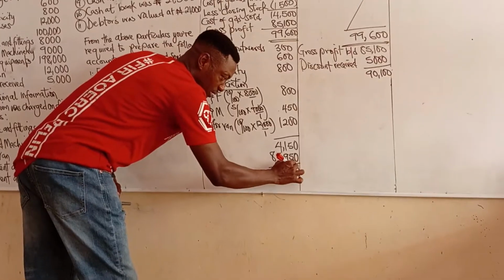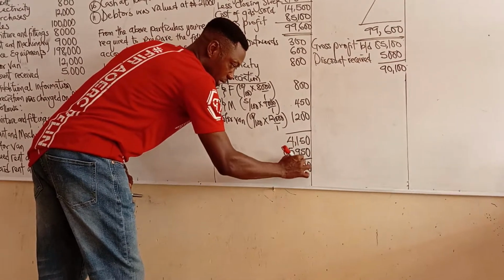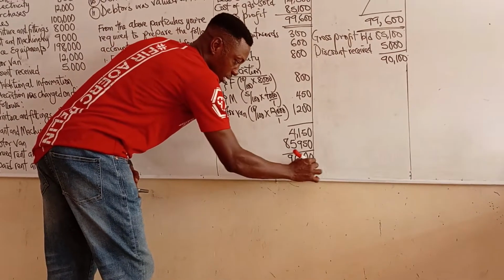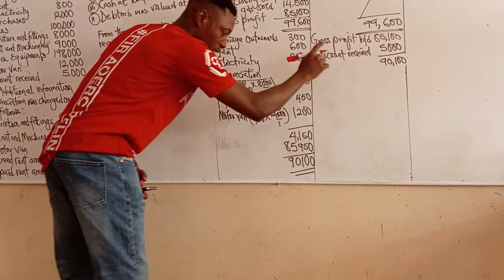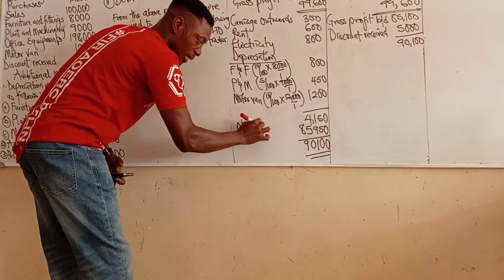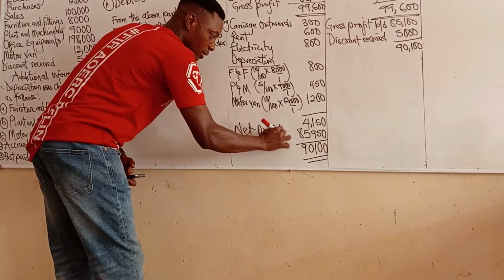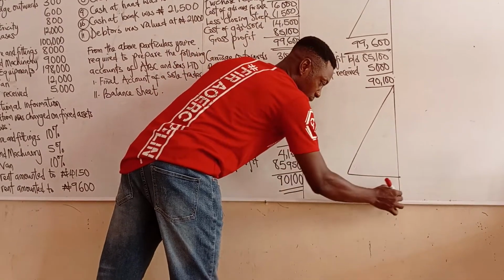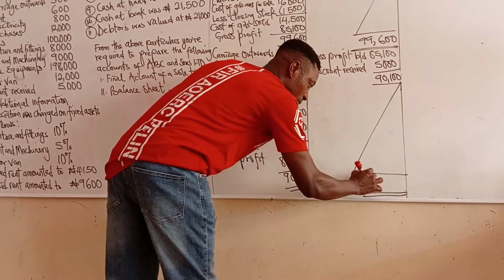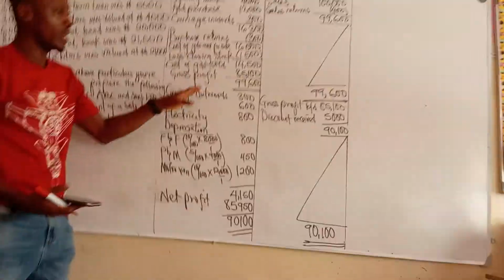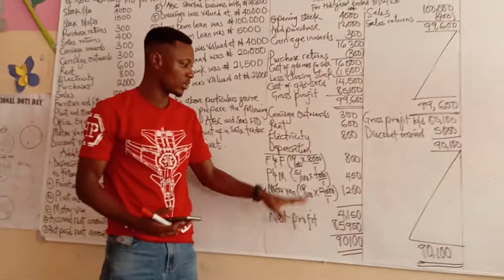5 plus 5 is 10, 0 carry 1, 10 plus 1 is 11, 9 plus 1 is 10, 0 carry 1, this will give me 9. Making sure that I have the same figure. Now the same closing. This becomes my net profit. Now we close this with a Z line and bring this down, which gives us 90,100. So this brings us to the end of the profit and loss account.